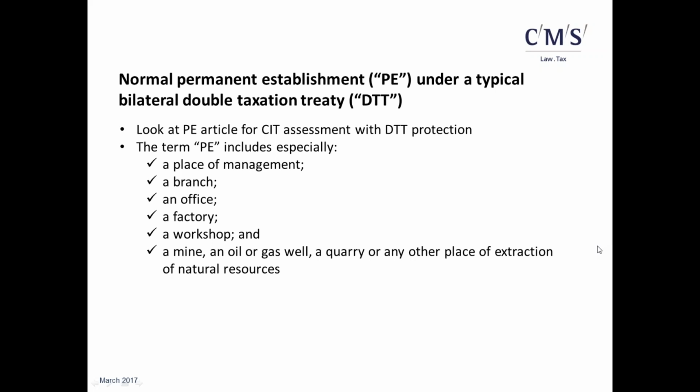The term PE, I mean the permanent establishment, especially includes a place of management or branch or an office or factory or workshop or mine or oil, gas well or quarry or any other place of extraction of natural resources. Okay, this definition is very similar to the definition of an EPB in the domestic PRC CIT law, right? Next slide.